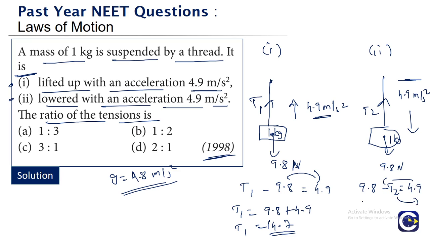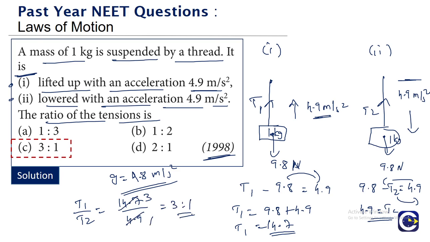What is 9.8 minus 4.9? That is again 4.9, because 4.9 into 2 is what? 9.8, right? So which means T2 is 4.9. They are asking what is the ratio of the tensions. Means they are asking what is T1 by T2, right? You have to take the same order. So the first case is what? Lifted up. So 14.7 by 4.9. 4.9 ones, 4.9 threes. So what is the answer? It will be 3:1. Option C is the right answer.